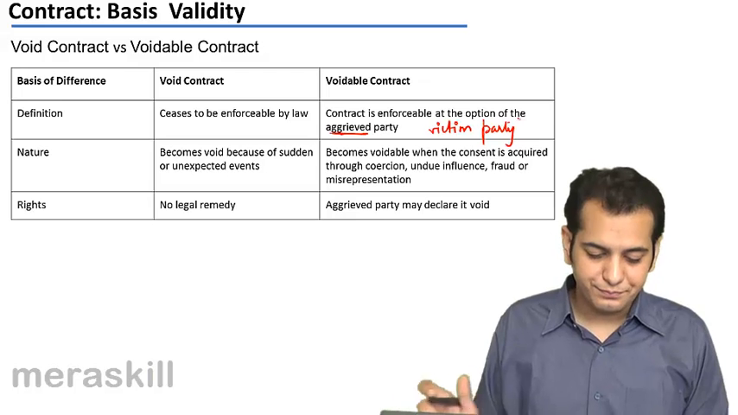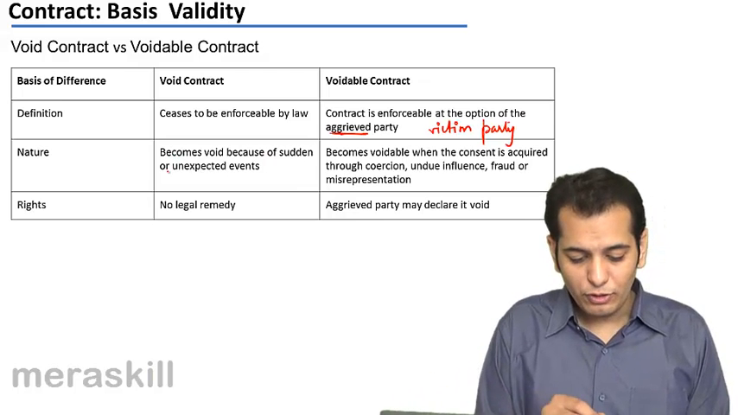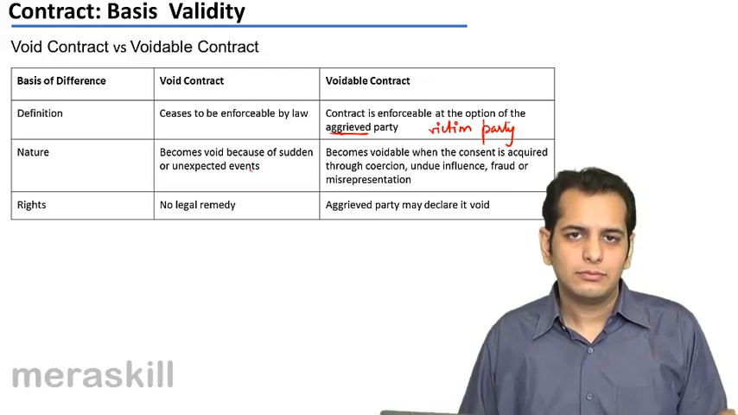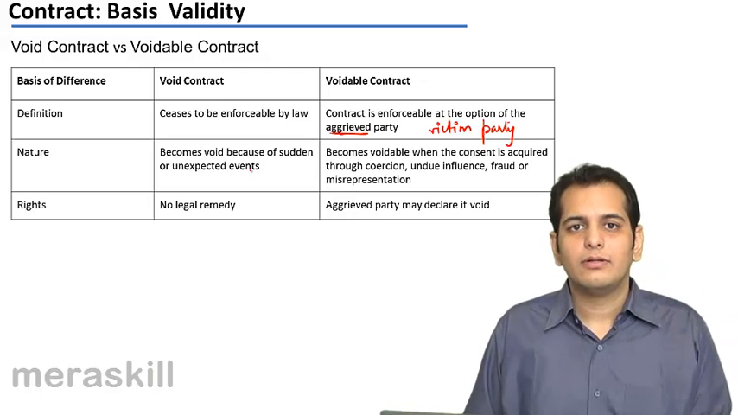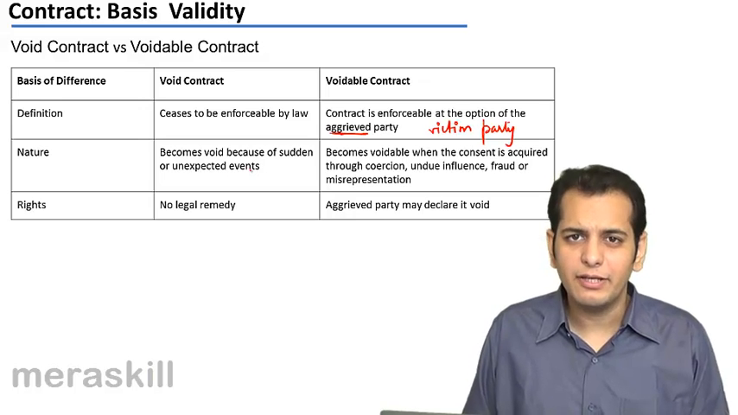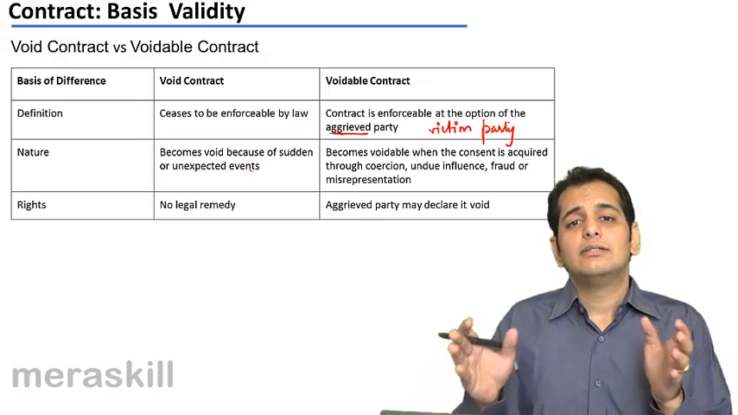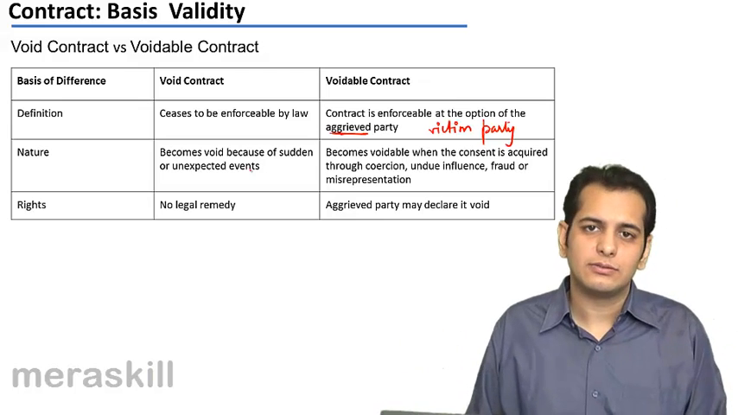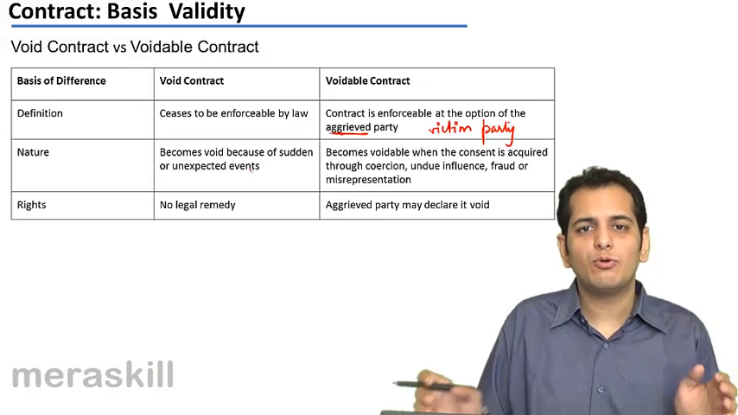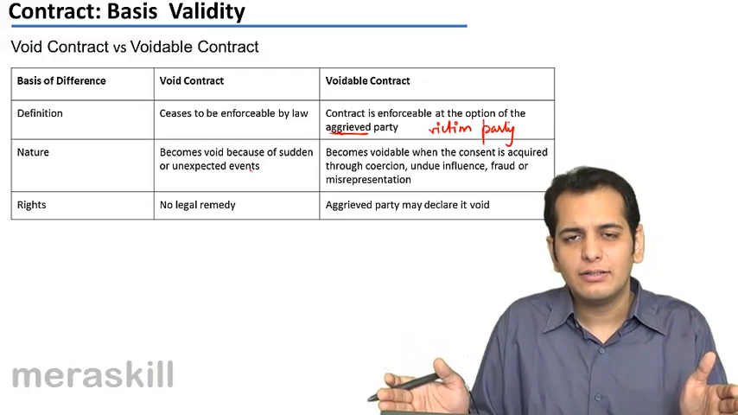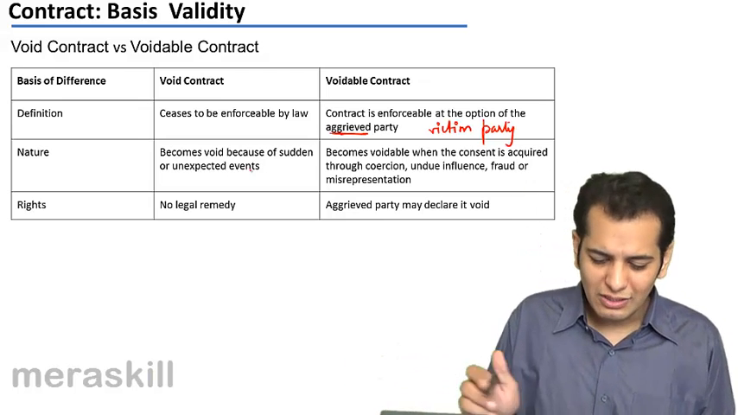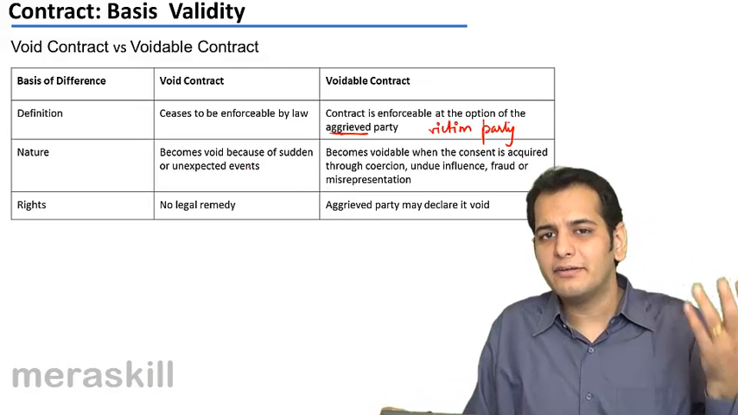The next is nature. A contract becomes void because of sudden or unexpected events. If you remember the example I gave you, suddenly a law was passed which banned trading in liquor. So what happened was the contract which was valid for some time suddenly became void after the law was passed. So some sudden or unexpected event happened.